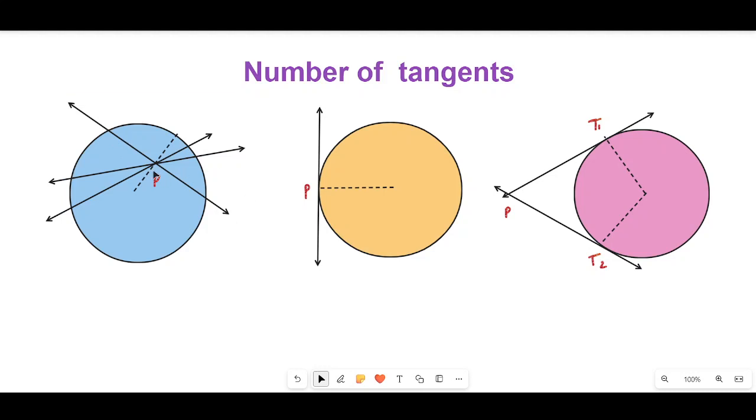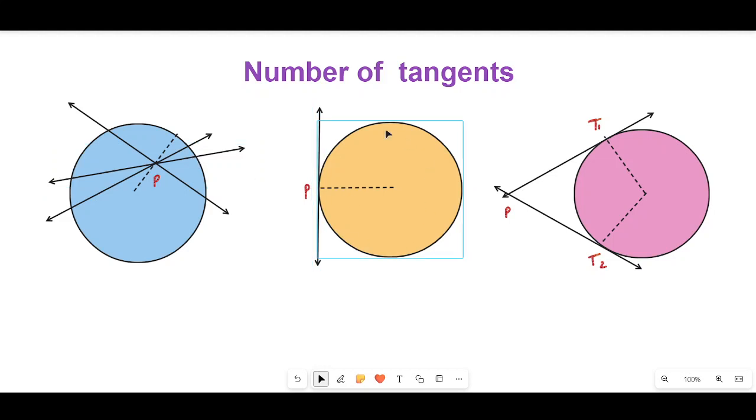Now if you take an interior point, that means if you take a point inside the circle and try to draw a tangent, then you will not be able to draw any tangent with this point, because this point provides two points and this line as a second line and this is a segment, so we are not able to merge these points.